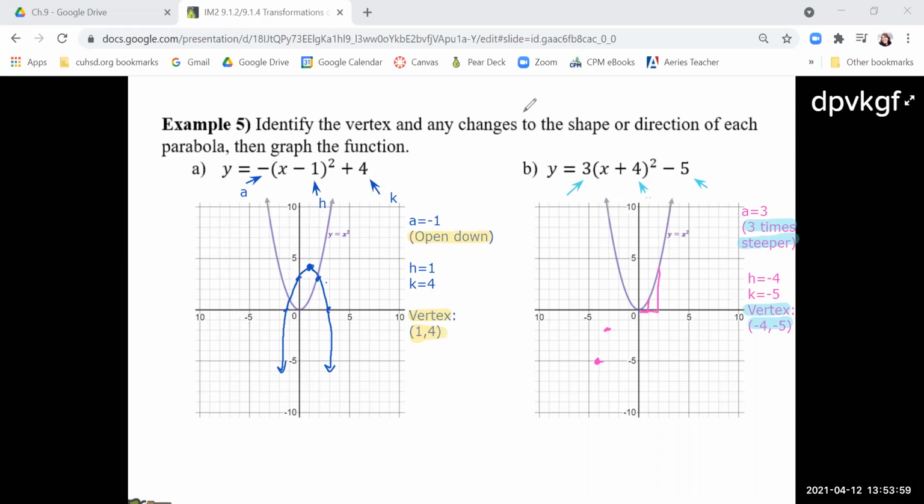times 3, which is 3, 6, 9, 12. And then I need a matching couple of points on the other side. There we go. And so our new parabola, oops, I missed it. Our new parabola is this steep looking thing, 3 times as steep as the parent function.